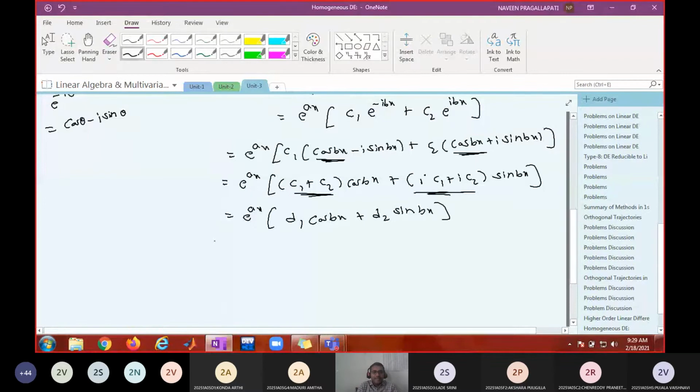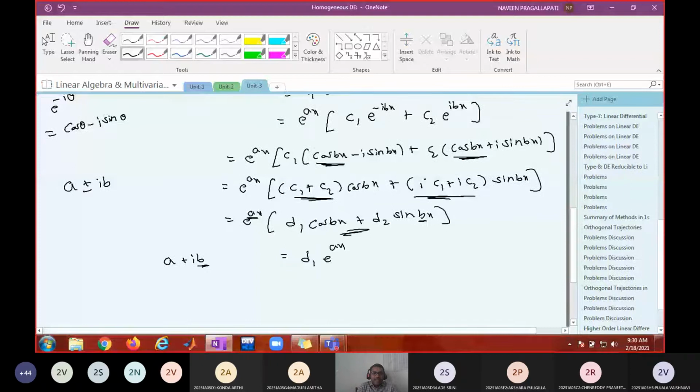So what is A? A is the real part of A plus IB. What is B? B is the imaginary part of A plus IB. So if A plus IB and A minus IB are the complex conjugate roots, then e power ax into (c1 cos bx plus c2 sin bx) is also the form of the general solution. This can be simplified like this. That means this is a linear combination of d1 e power ax cos bx plus d2 e power ax sin bx.